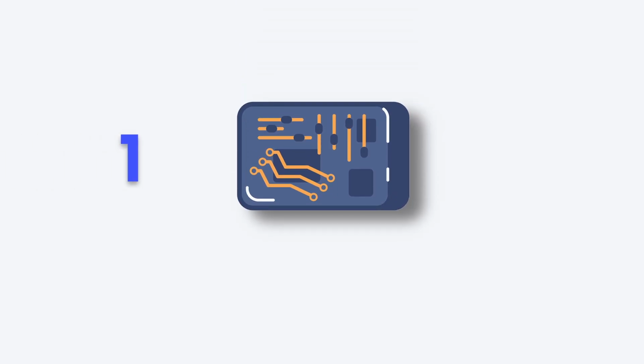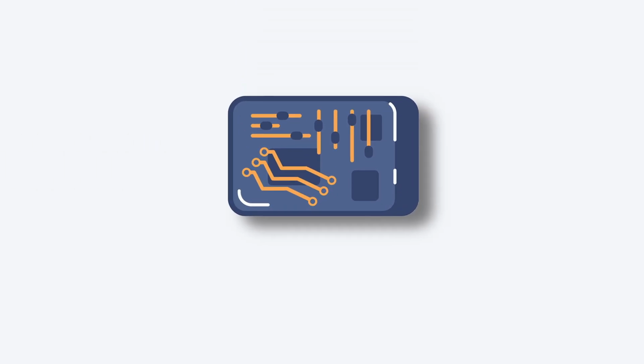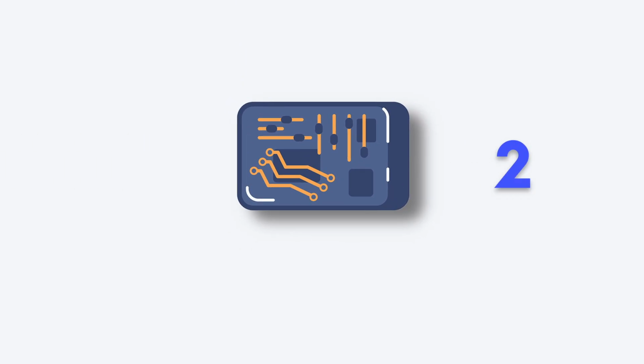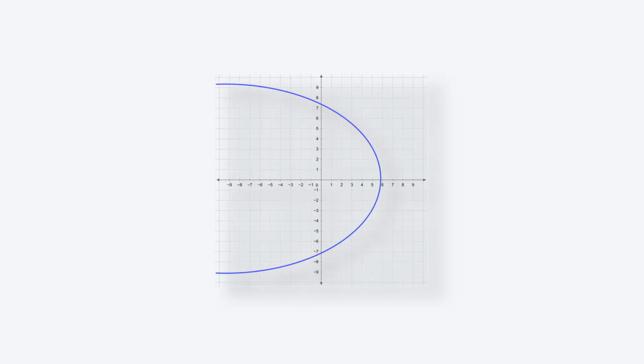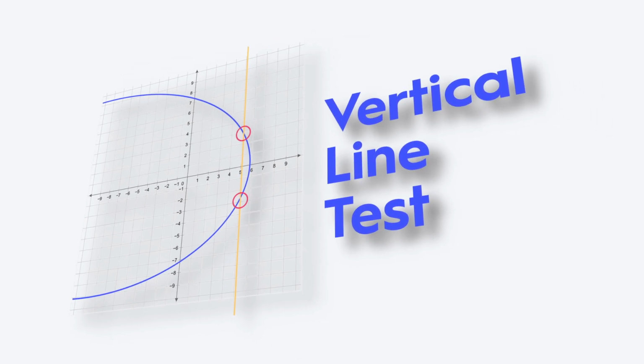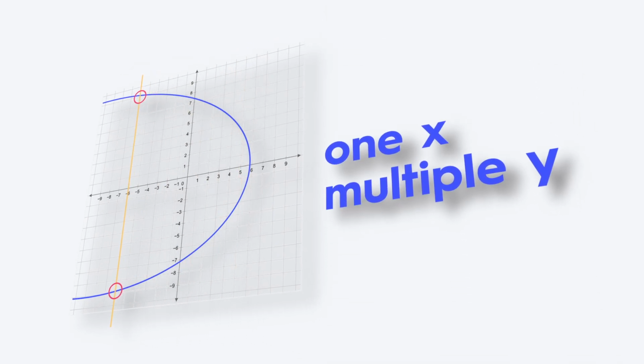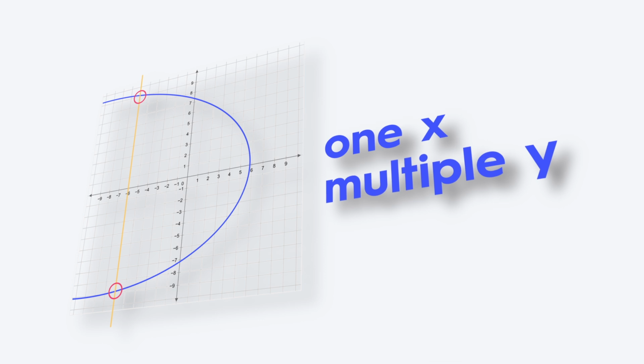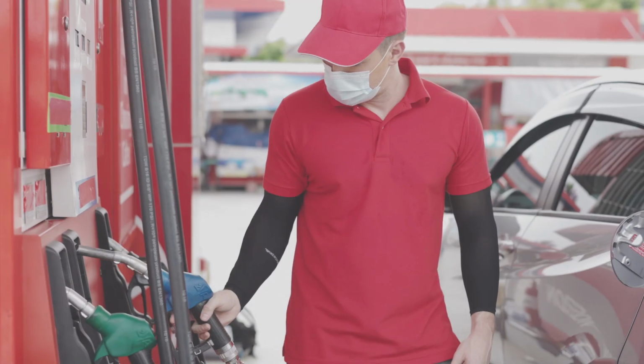Think of a function as a special machine. Feed it an input number, and it cranks out exactly one output number every single time. On a graph, we call this the vertical line test. If any vertical line touches your graph more than once, your machine is broken because one x is spitting out multiple y's.